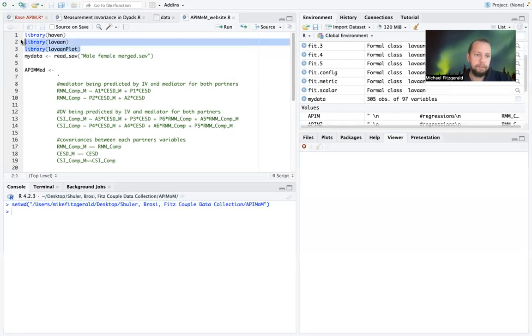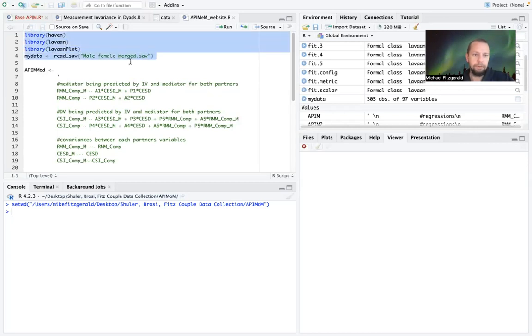We will be using a couple of packages, specifically Haven to bring in the SPSS data. We'll be using Lavaan to estimate the actor-partner interdependence mediational model. And then we'll also use lavaanPlot to create a rudimentary visual representation of our findings.